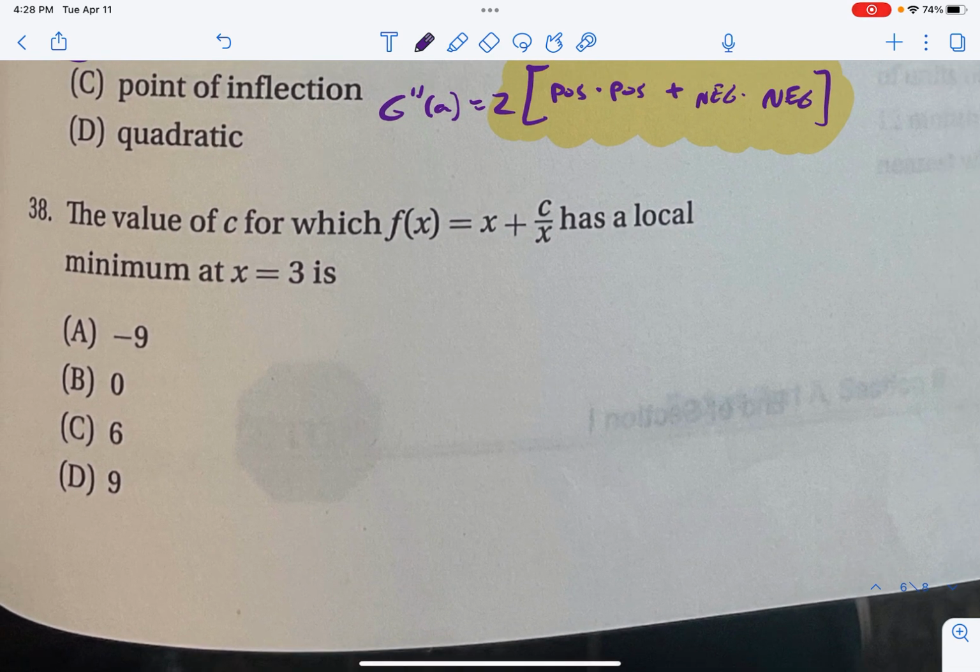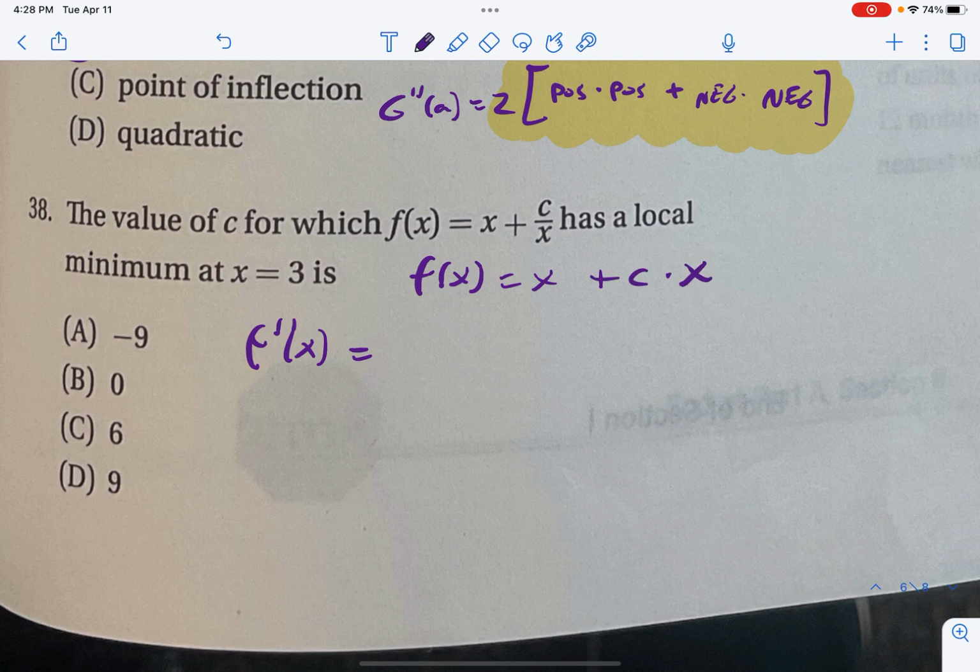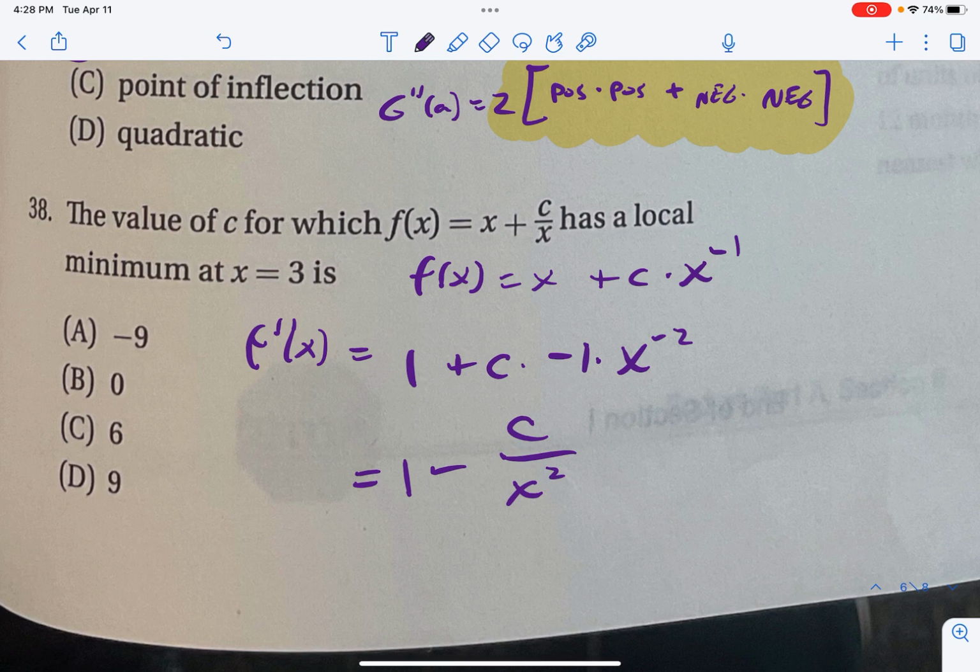Okay. So we want to figure out c so that we have a local minimum. Local minimum would definitely occur at a critical point. So let's figure out which value of c makes a critical point and then maybe do more from there. f prime of x is, I'm just going to write this as x plus c times x to the negative 1. So the derivative is 1 plus c times negative 1 times x to the negative 2, which looks like this. And we want that to be equal to 0. Or possibly undefined, although if it's undefined, this is undefined. Okay, so what value of c would make that equal to 0?